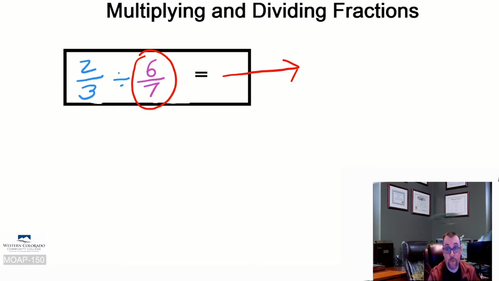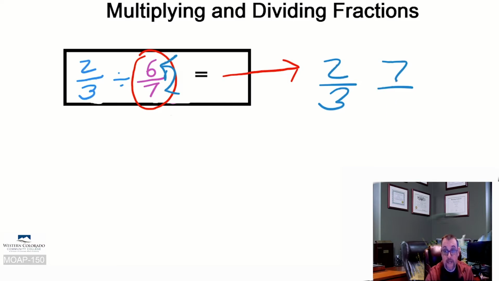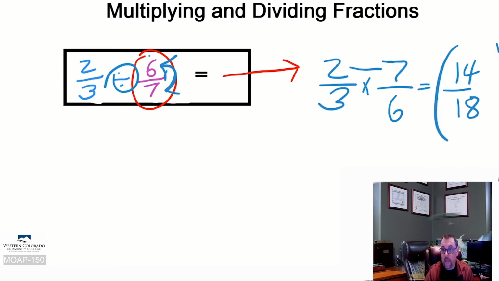So what you're going to be left with is you will leave your 2 over 3 the same, just like it is, and then you will flip your 6 and your 7, invert them, so that you have now 7 over 6 instead of 6 over 7. And that inversion changes our divided by sign to a multiplication sign, and then we can go straight from there. So 2 times 7 is 14, 3 times 6 is 18.